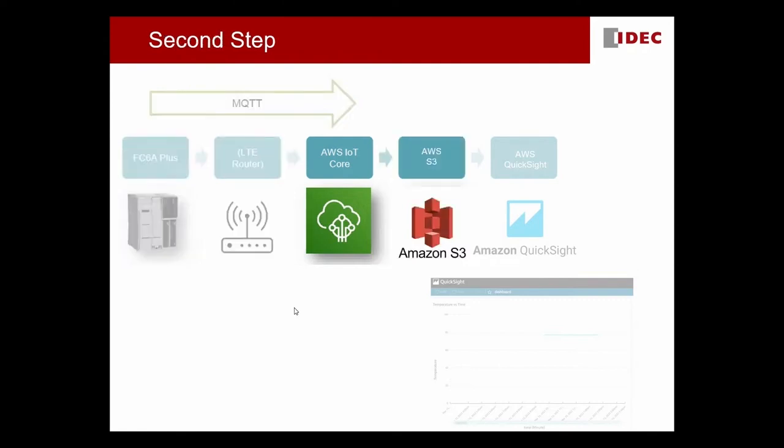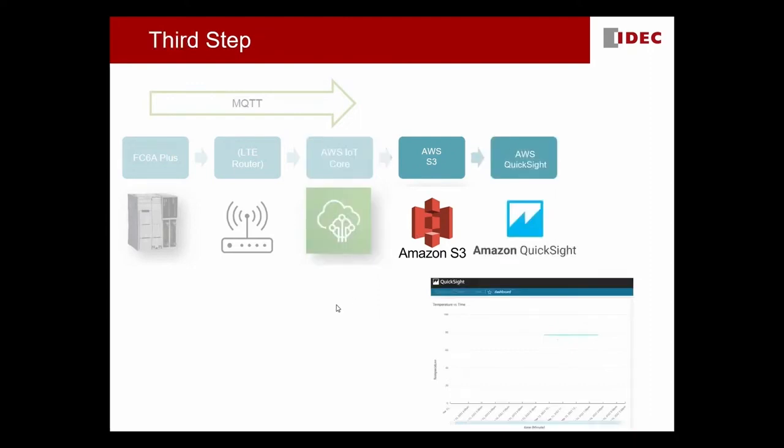For the second step, is mainly to store those data uploaded to AWS IoT Core to AWS S3. And the final step, which is the third step, mainly is to link up AWS Quicksight with AWS S3 so that AWS Quicksight can get all the data from S3 and display on a dashboard. Let us take a look how we can achieve that.